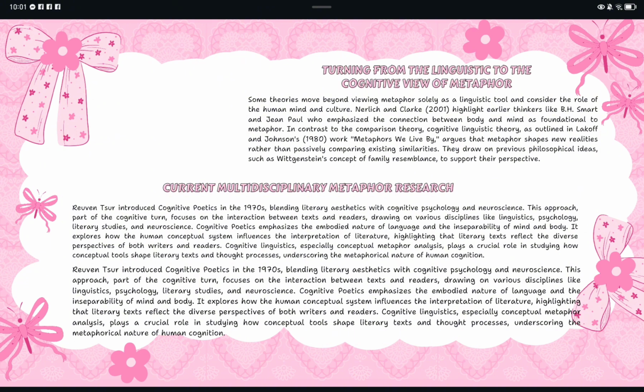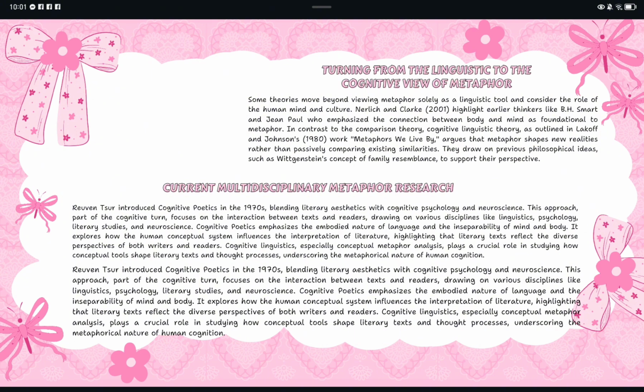He also argues that by incorporating insights from cognitive psychology and neuroscience, we can gain a richer and more nuanced understanding of how readers engage with literary texts and create meaning from them.